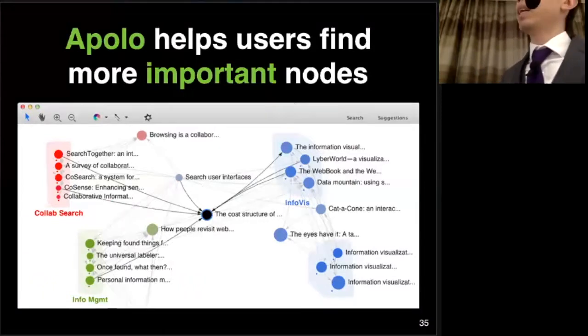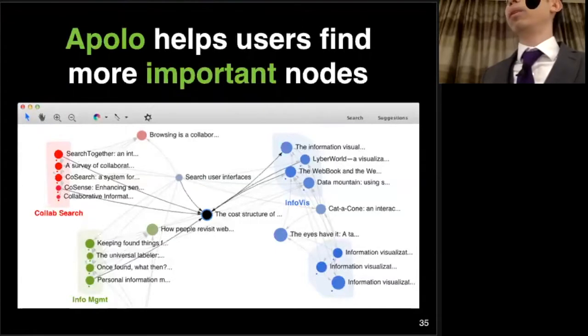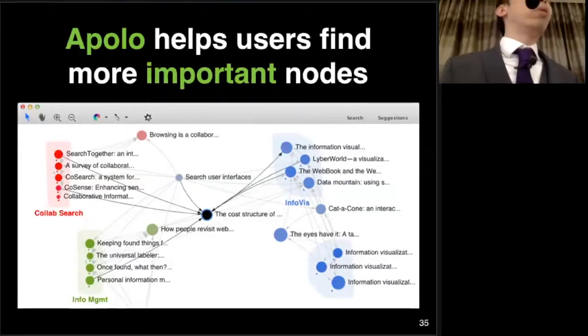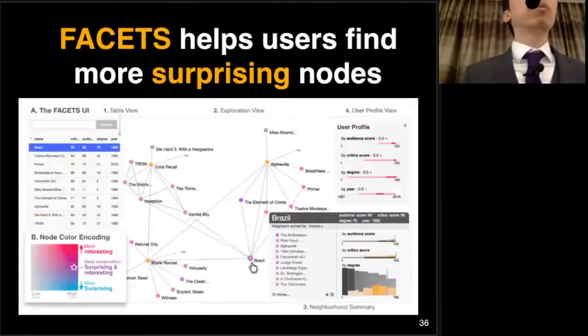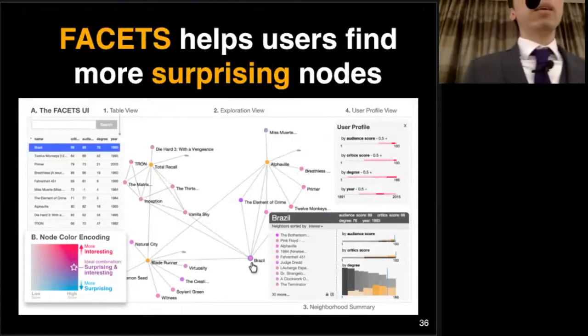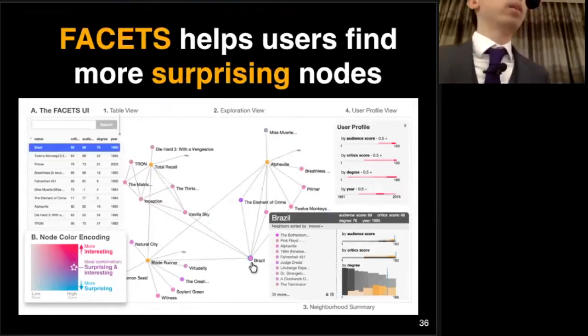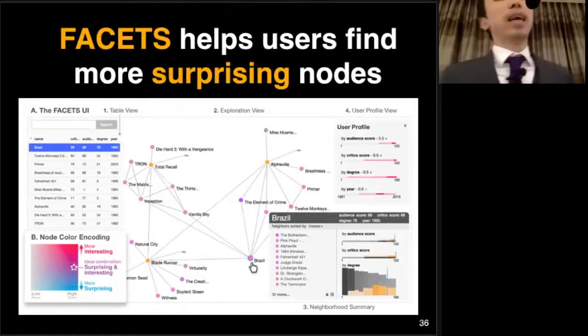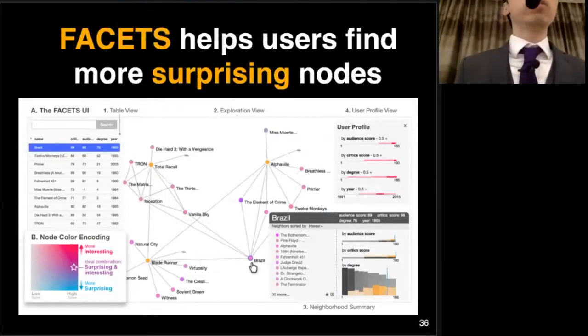But there are often cases where you don't just want to use importance. Importance mostly tells you the things that people probably already know. So what about cases where people don't know yet? Things that people don't know yet. That is where we developed a variation of Polo work called Facets that uses the idea of surprise instead of importance to help people find things. That means we'll help people find things that they may not know yet, but are potentially interesting to them.